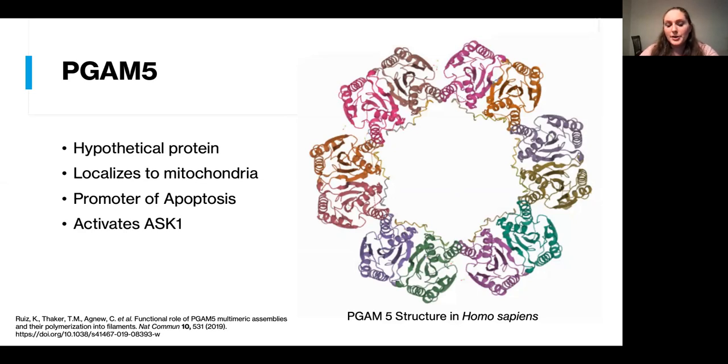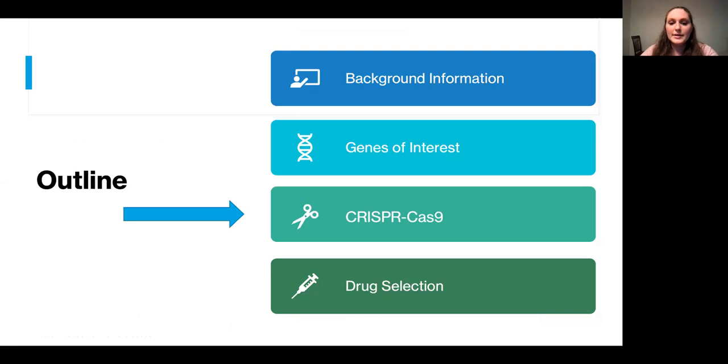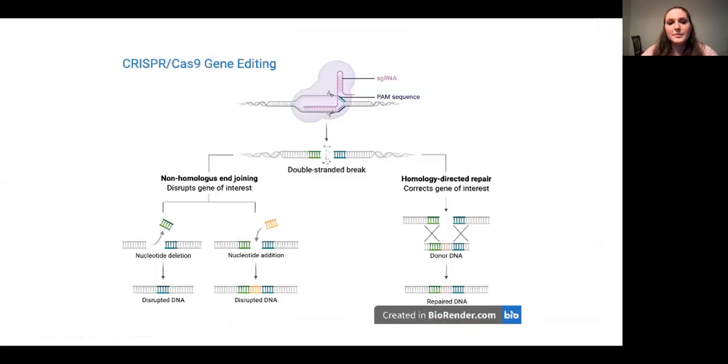Now, humans do have a PGAM5 gene. However, it is considerably different than the one that is present in kinetoplastids. Both of these genes are well conserved across all species of kinetoplastids and very similar. Therefore, what we learn in Crithidia is likely going to be able to be applied to Leishmania and Trypanosoma species. Next, I will talk about the CRISPR-Cas9 optimization process.